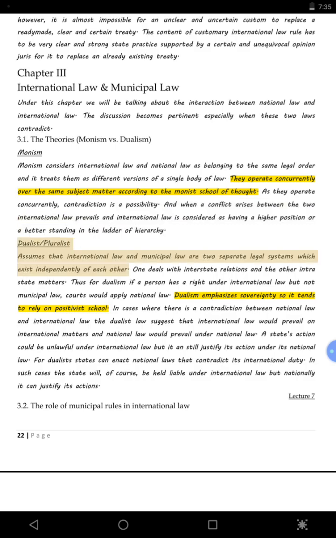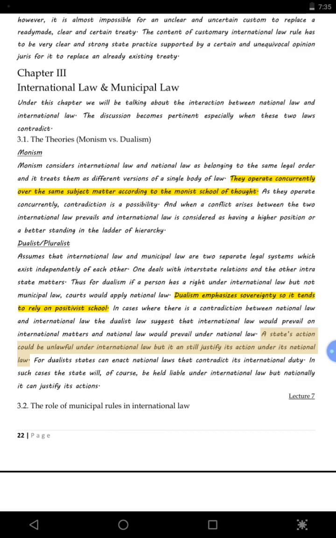Dualism, or pluralism, assumes that international law and municipal law are two separate legal systems which exist independently of each other. One deals with interstate relations and the other intrastate matters. Thus, for dualism, if a person has a right under international law but not municipal law, courts would apply national law. Dualism emphasizes sovereignty, so it tends to rely on the positivist school. In cases where there is a contradiction between national law and international law, the dualist view suggests that international law would prevail on international matters and national law would prevail under national law.